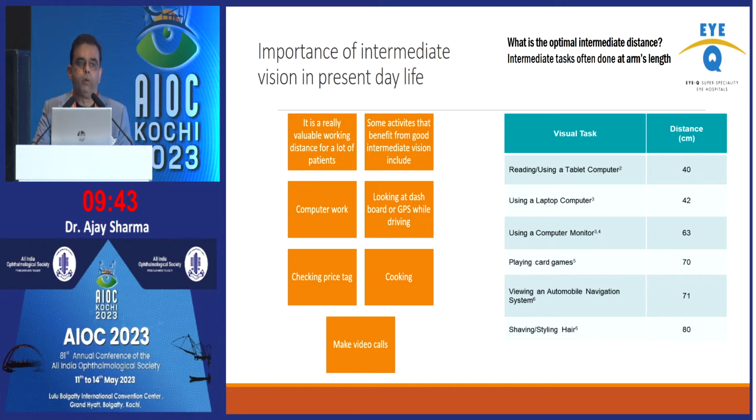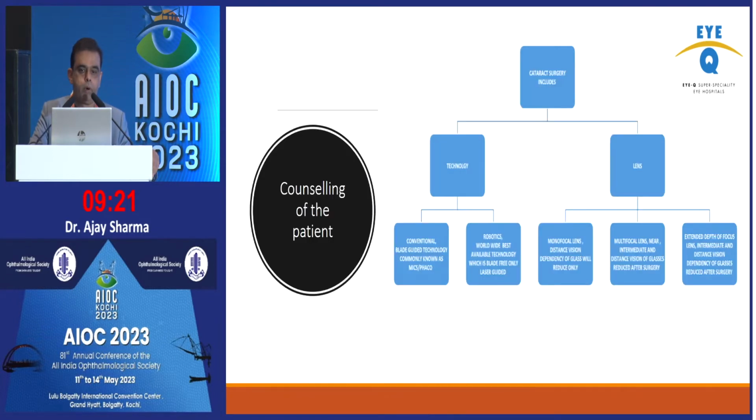A word on intermediate vision, which is very important because we need to see what a patient wants. Intermediate vision can be different for different people. It can be using a tablet or a computer, around 40 centimeters, shaving or styling hair around 80 centimeters, and it can be cooking, checking price tags, and computer work for various other people. So this again is a very important part. We do the counseling, and we ask the patient to choose a technology, whether conventional or femto, and the lenses, again monofocal, multifocal, extended or trifocal lenses, or the ERV lenses.